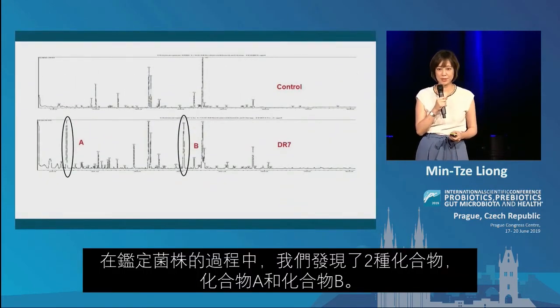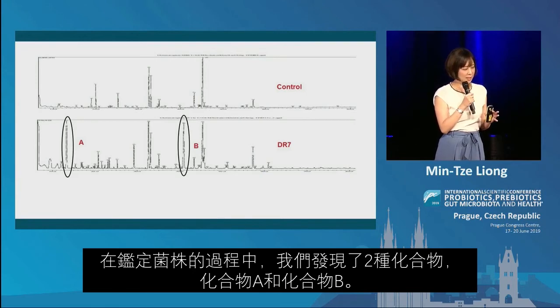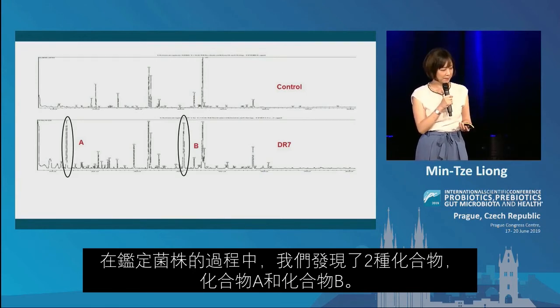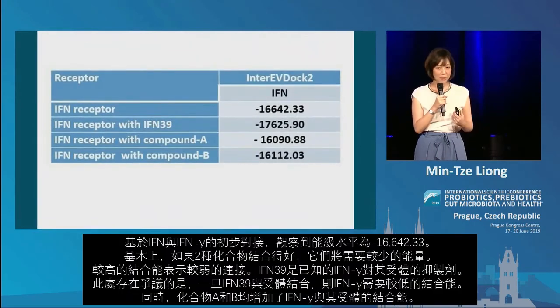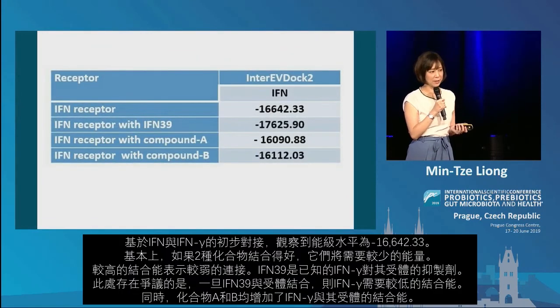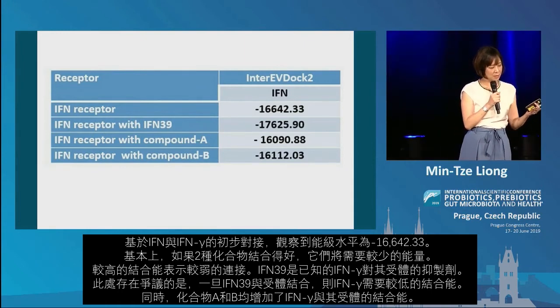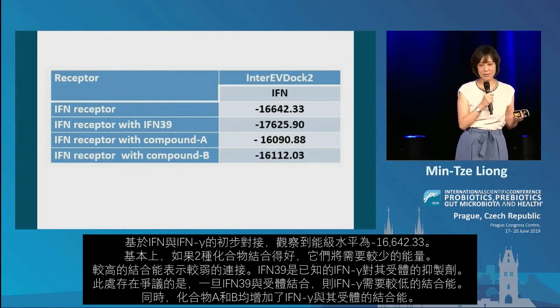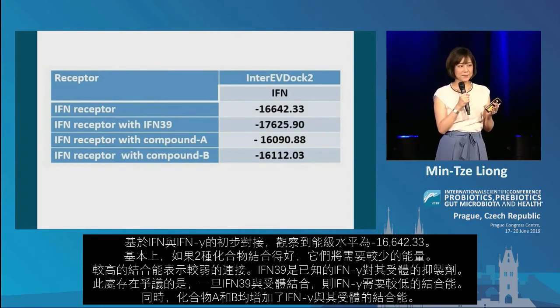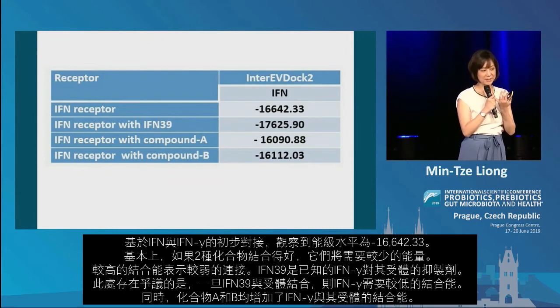During characterization of our strain, we actually found two compounds. Let's just call them compound A and compound B. Now what we did was a preliminary docking. This is ongoing, and what we want to try is to understand what actually happened. When we docked IFN gamma to its own receptor, we see an energy level of negative 16,000 plus. Basically, if two compounds can bind together better, it indicates they need less energy. If they need a lot of energy to bind, it would indicate that that connection is not so strong.